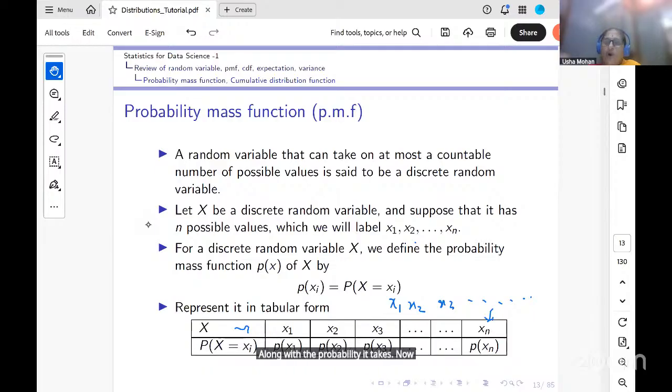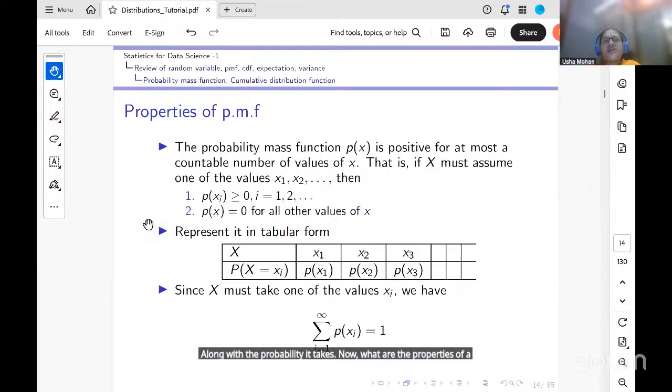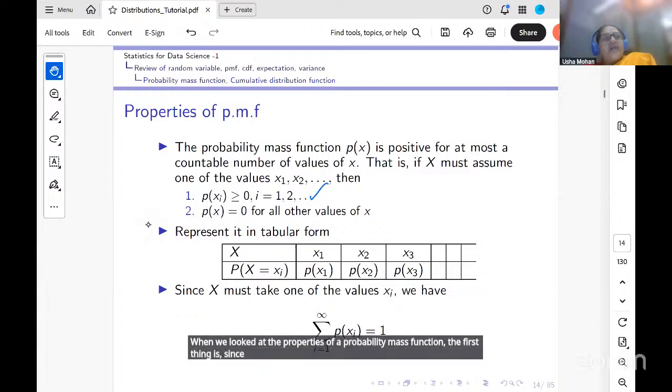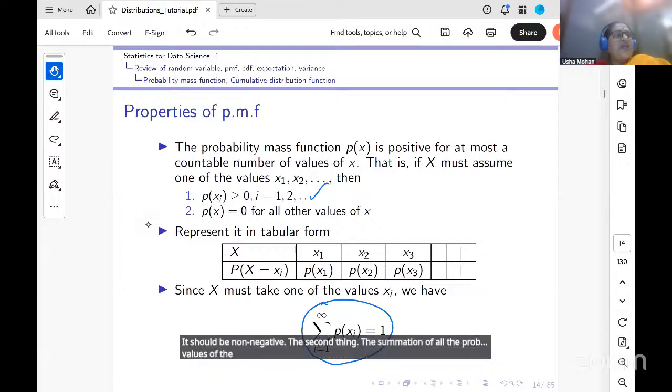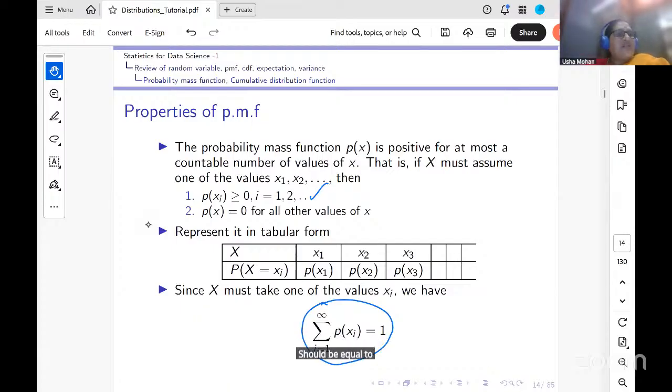Now, what are the properties of a probability mass function? The first thing is, since it's a probability, it should be non-negative. The second thing is that the summation of all the values of the probability should be equal to 1. These are the two key things.